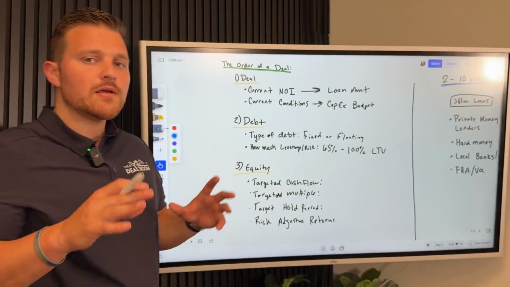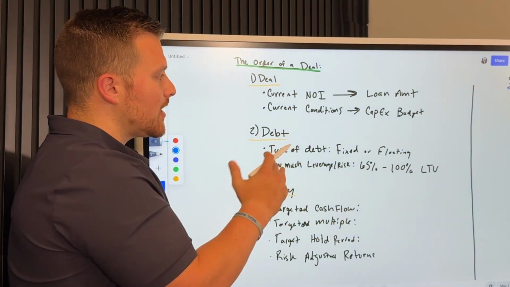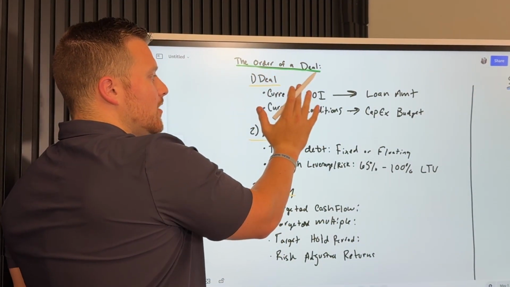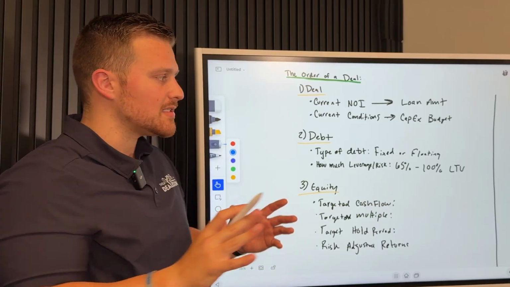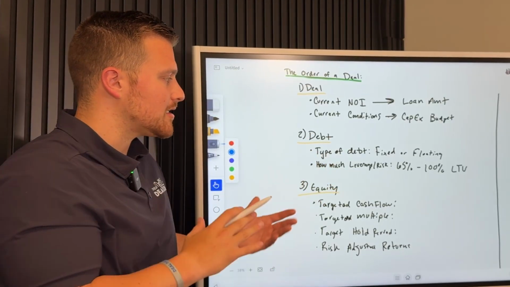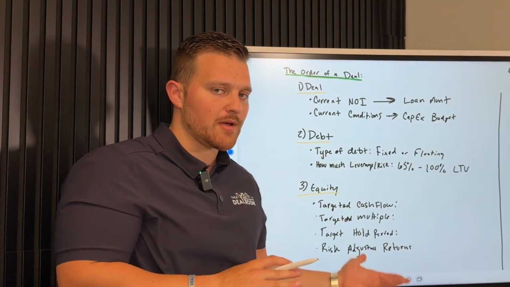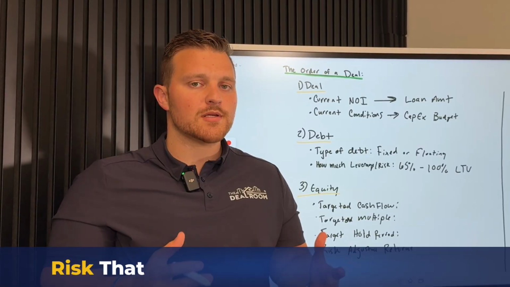So again, the order of the deal, whenever you're looking at it, you have to look at the current NOI and current condition. That is going to dictate the type of debt that you place on it, and the type of debt that you place on it dictates the amount of equity that you have to bring and the risk that you're taking at the property.